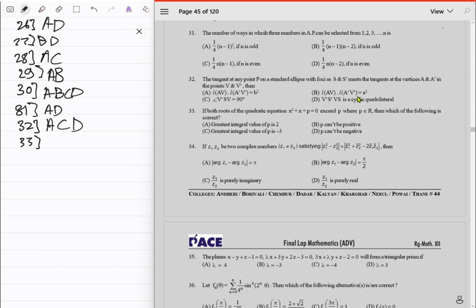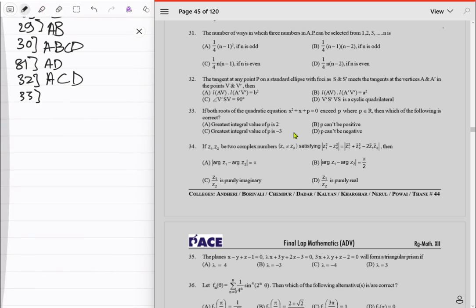Okay, if both roots of this equation exceed p where p belongs to real, then which of the following is correct? Both roots exceed p, meaning what? Alpha plus beta, so alpha plus beta equals negative 1, but then alpha times beta, okay, that is equal to, kind of a weird thing.